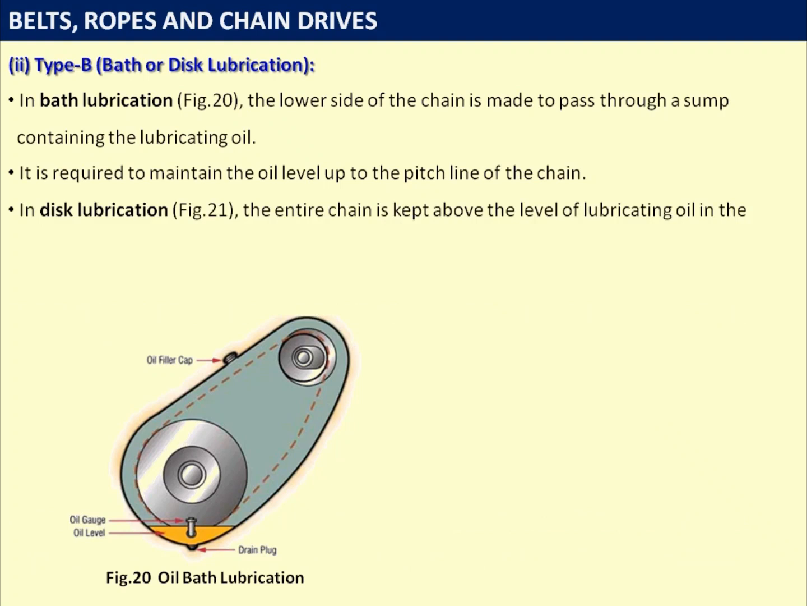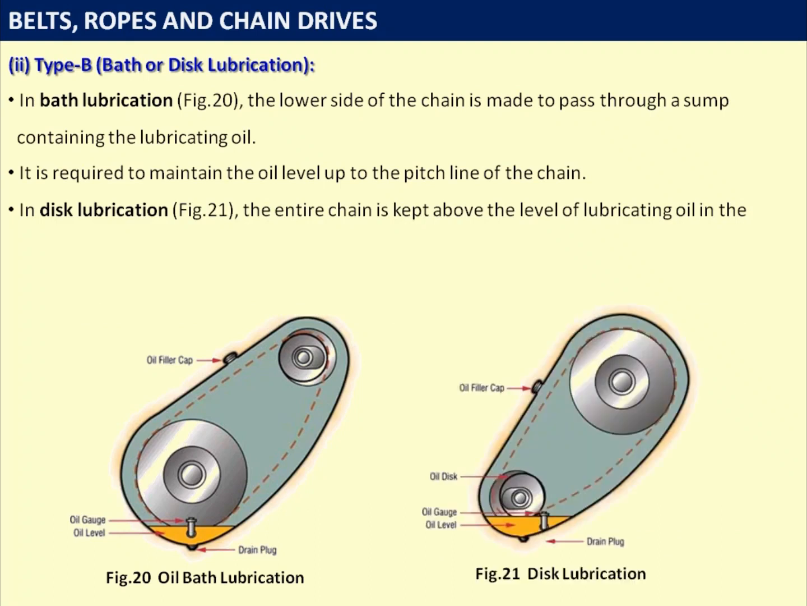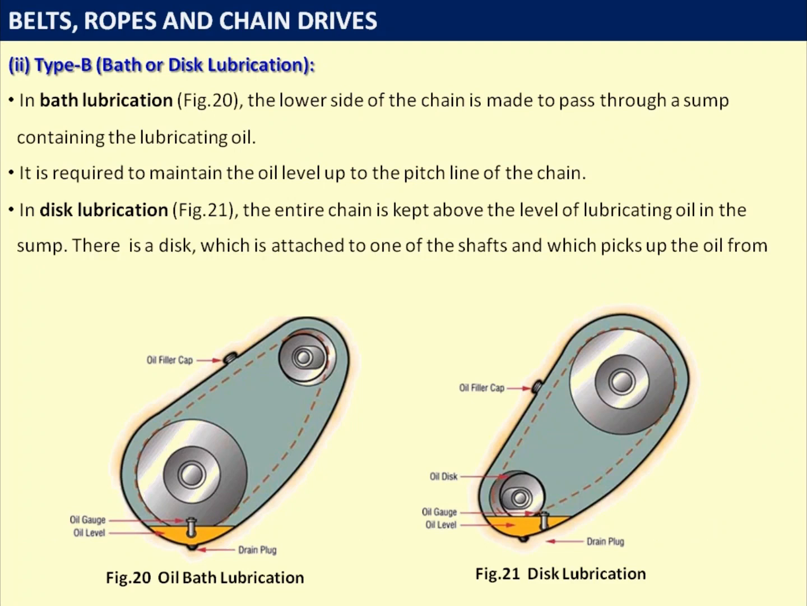In a disc lubrication, the entire chain is kept above the level of the lubricating oil in the sump. So here in figure 21 we can see, instead of the chain, the lower part of the disc is kept in the sump. There is a disc which is attached to one of the shafts and which picks up the oil from the sump and deposits it onto the chain by means of a trough. Here in figure 21 it clearly shows the lower part of the disc is dipped into the oil and that oil is carried by the chain.